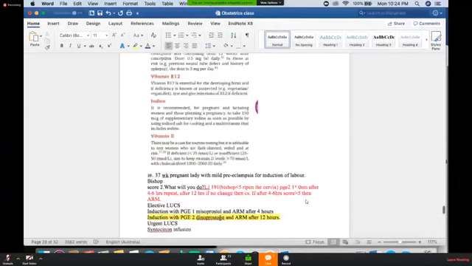Next. A 37 weeks pregnant lady with mild preeclampsia for induction of labor. Bishop score is 2. What will you do?